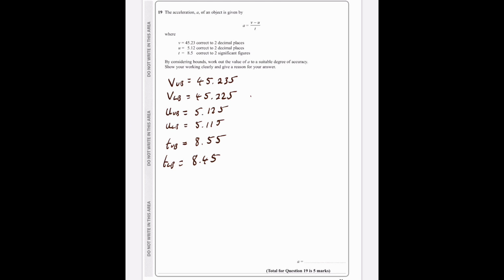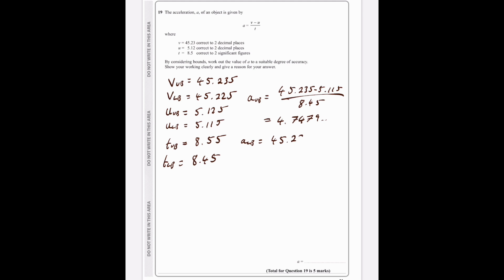Then we need to calculate an upper bound and a lower bound for a. So for the upper bound of a, I want to take the upper bound for v, because I want that to be as big as it can be. I want to take the lower bound for u, because I want that to be as small as it can be. And I want to take the lower bound of t, because I want that to be as small as it can be, because we're dividing by it. And that gives me the largest value of a we can get as 4.7479, etc.